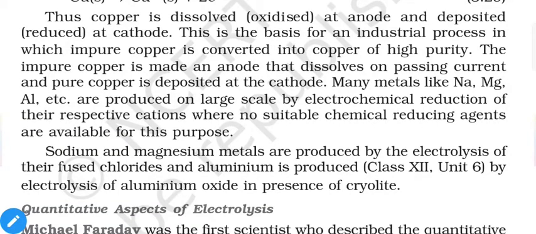So sodium and magnesium metals are produced by the electrolysis of their fused chloride, and aluminum is produced by the electrolysis of aluminum oxide in presence of cryolite. It is mentioned in class 12 unit 6. Okay, so that unit is purely dedicated to metal extraction from the earth's crust.